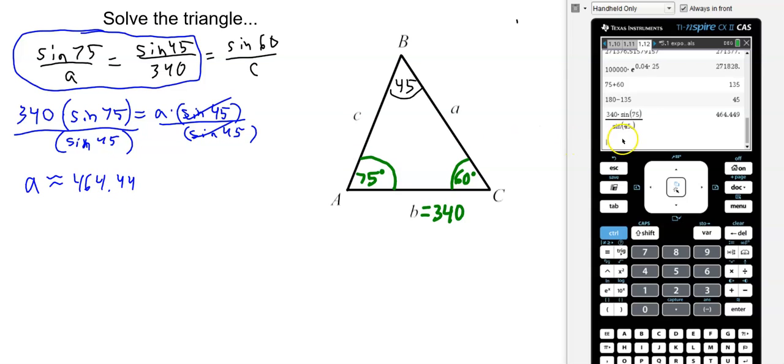If I mouse up, I'll actually see more decimals. 4486 actually would be a better number there. Okay. So we have our 464. And just make sure that makes sense. That does make sense. It looks like it might be a little longer side than the other one. That's definitely possible.